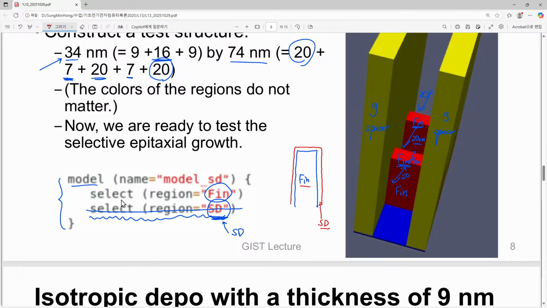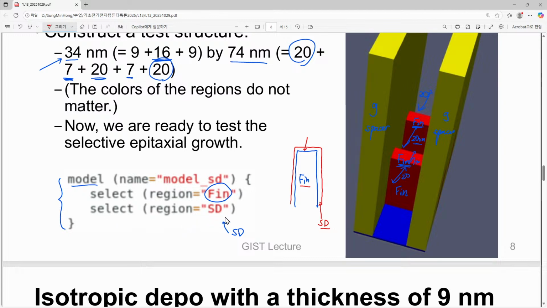So it is not selected in this model specification. So even though you ask to grow a very thick source drain layer, you will find only one layer of source and drain. Therefore, you need to include this source drain itself.